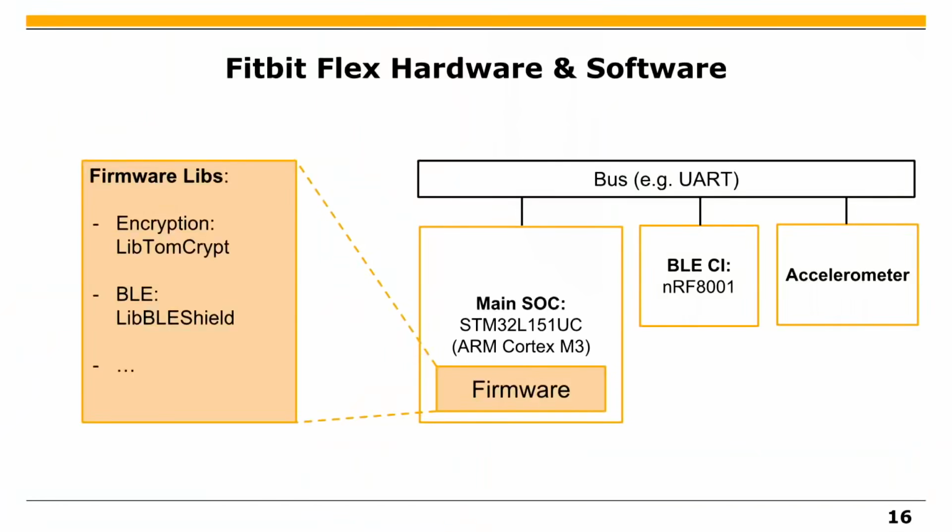So we have the main system on a chip. It's an ST microcontroller, and it's a Cortex M3. And of course, there's also the Bluetooth chip and the accelerometer. And apart from this, we also know a few libraries they used in the firmware.